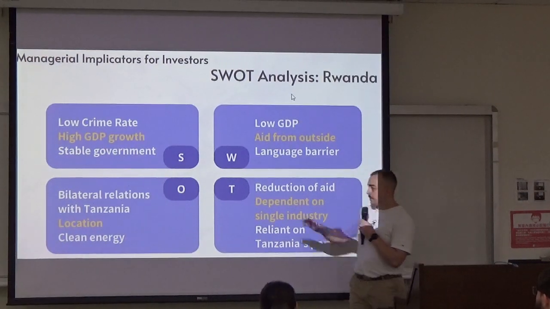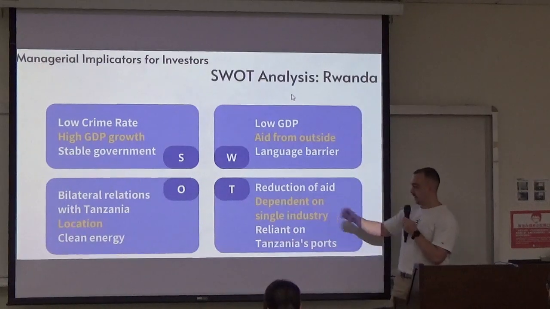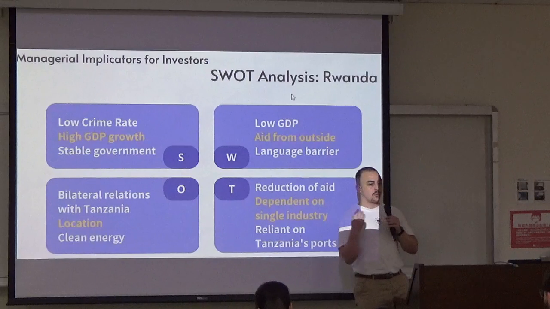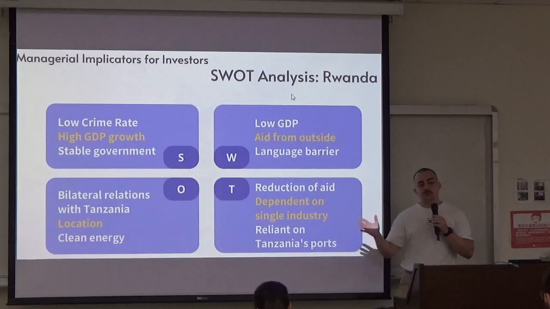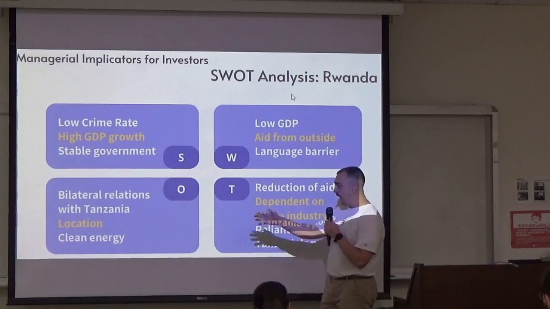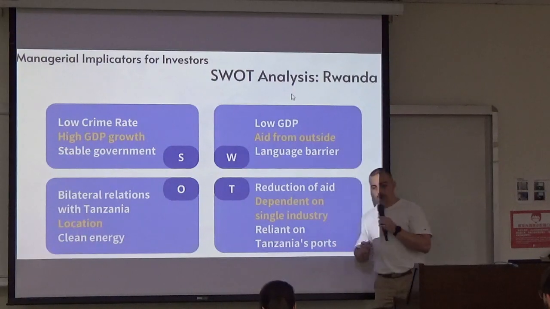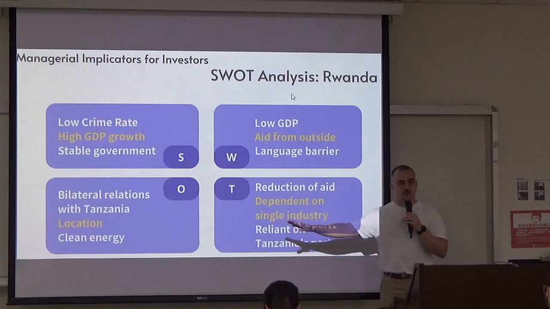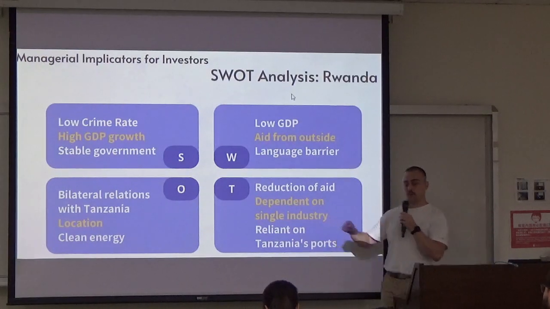Some opportunities, they're making some fantastic bilateral relations with Tanzania. The location could act as a central hub in Africa. Rwanda is quite central and it's not too far from the coast as well. And lastly, the Rwandan government are really focusing on their clean energy initiatives into the future. So this is a fantastic opportunity for those looking to make FDI into Rwanda.